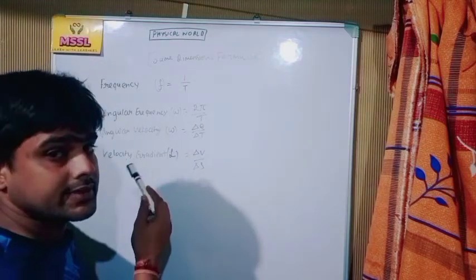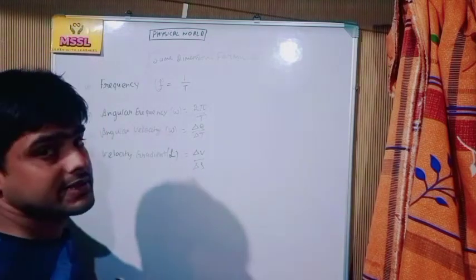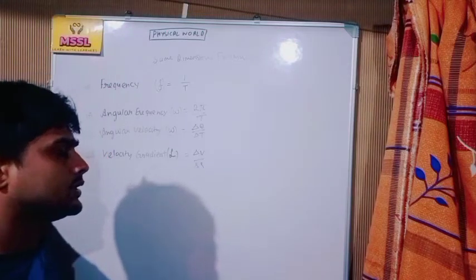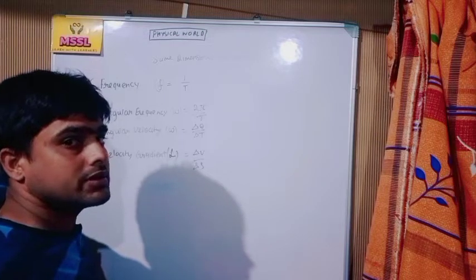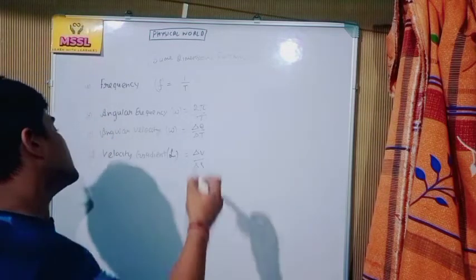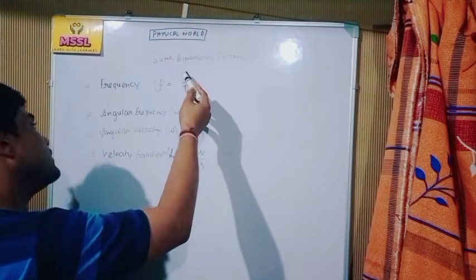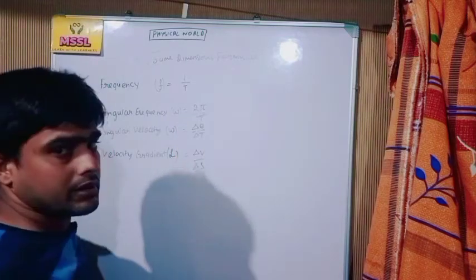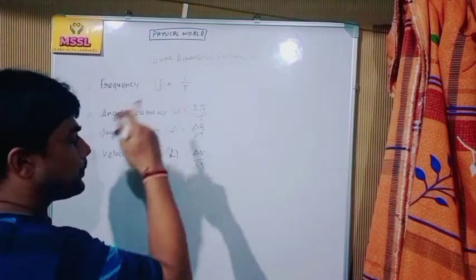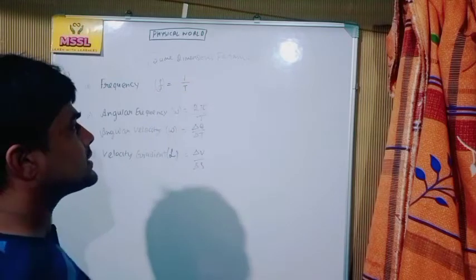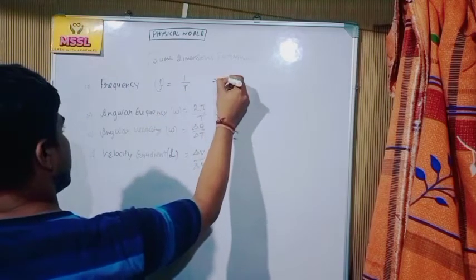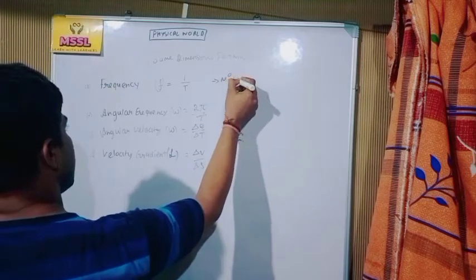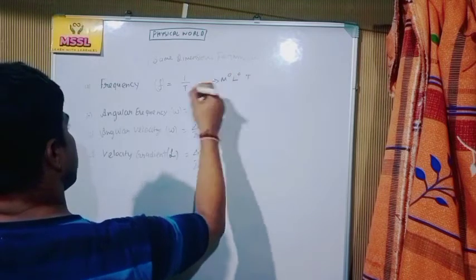The first one is frequency. Frequency, you know, is the number of occurrences per second. So it is 1 by T. If we talk about M over here, M is 0, L is 0, and T is negative 1.